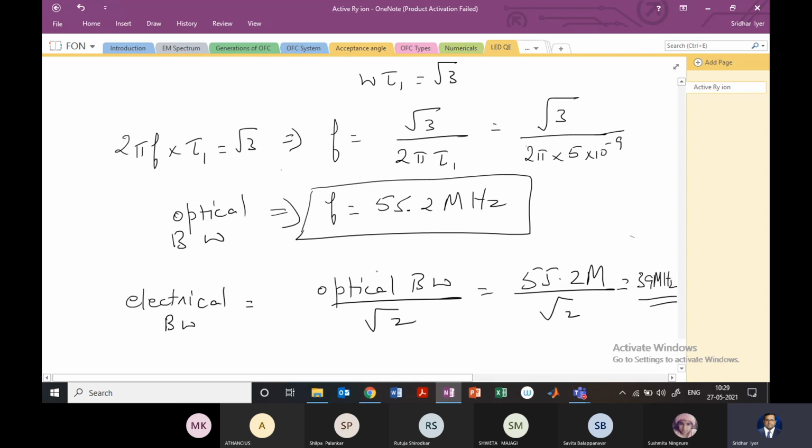So you can see through this problem very clearly that the electrical bandwidth that you get is about 39 megahertz, whereas for the same setting, same carrier lifetime and same LED, you get the optical bandwidth which is 55.2 megahertz, right? So there is an increase in the optical bandwidth, which we mentioned yesterday also, but through this numerical we are able to see this very clearly. This is one numerical which is there in the book, so I thought it is better to solve this so that we can clearly understand the difference between the electrical bandwidth and the optical bandwidth. It is very clear that the electrical bandwidth is lesser than the optical bandwidth.